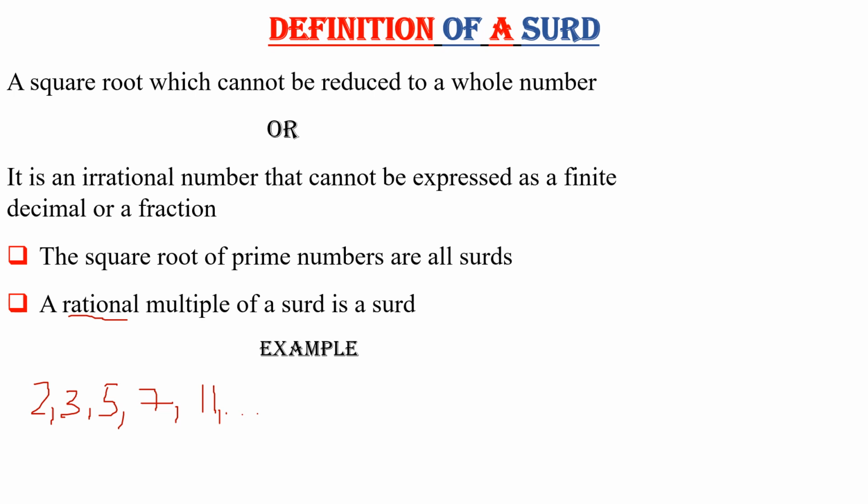Alright, so let's make it easy and quick. So if any of these numbers is to multiply another surd, let's say the square root of 5 multiplies 3, this will be equal to 3 the square root of 5. That is all that means. Is that okay? Alright.